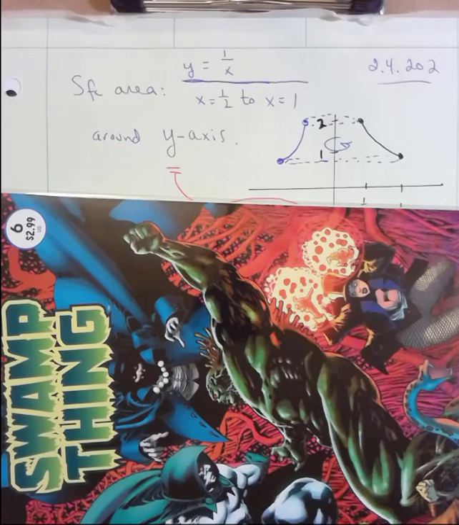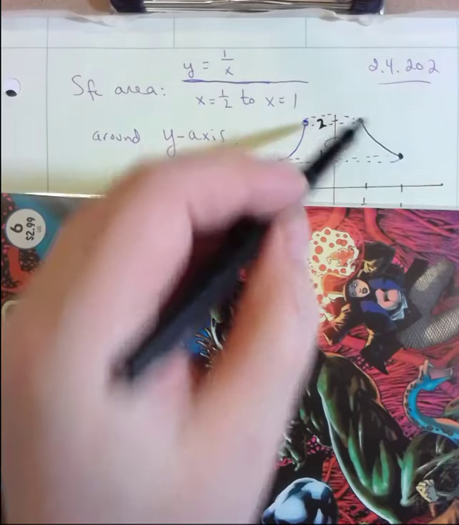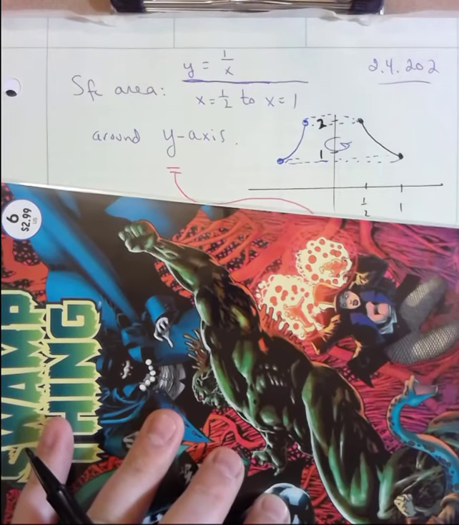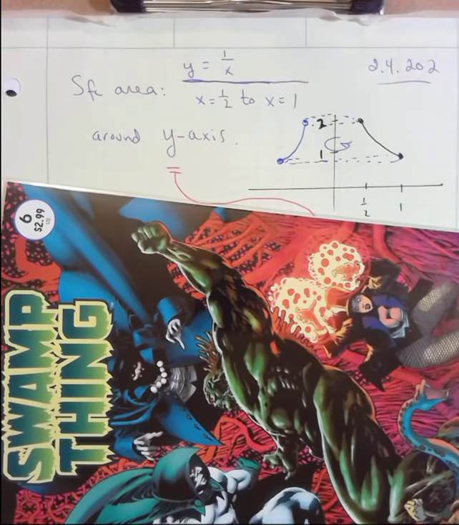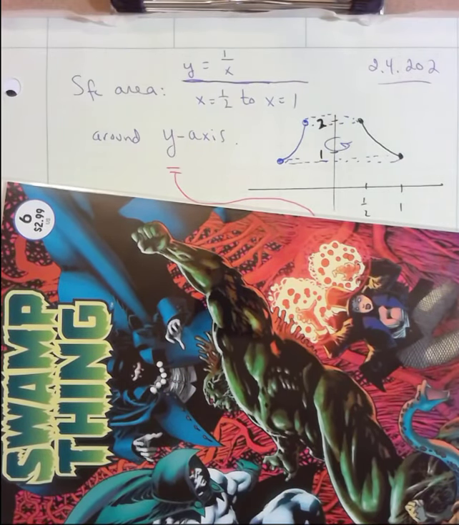Here comes another surface area problem for a surface of revolution. There's going to be two differences between this one and the other example, if you've seen it. This one we're going to take the function presented as y equals 1 over x, between the x coordinates of 1/2 and 1. We're going to revolve it around the y-axis.